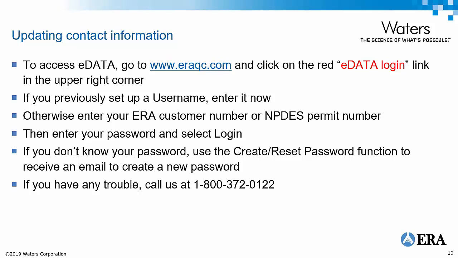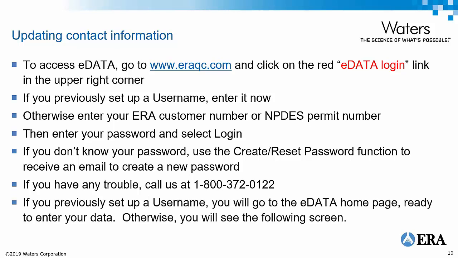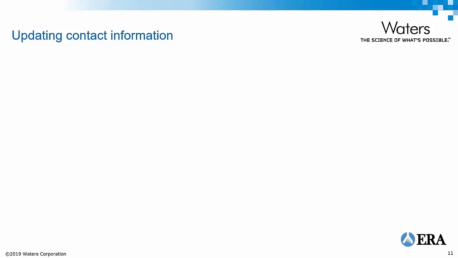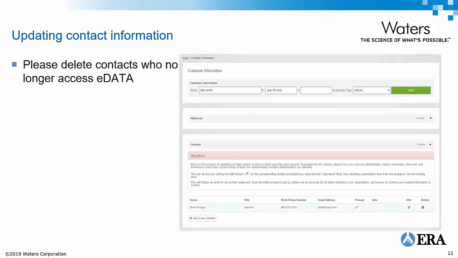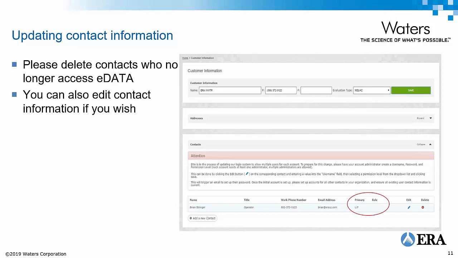If you previously contacted ERA last year or earlier this year to set up a username, you'll be taken straight to the eDATA homepage after logging in. You'll be ready to enter your data. Otherwise, you'll see the following screen. This screen shows the contacts we have on file for your facility. You can easily delete any contacts who no longer need to use eDATA. You may also edit information for any of the contacts.